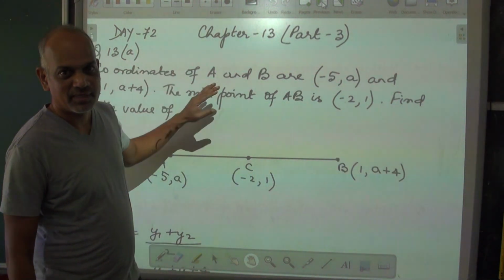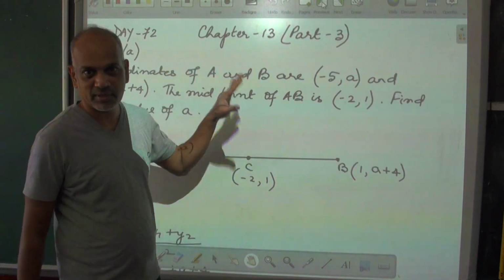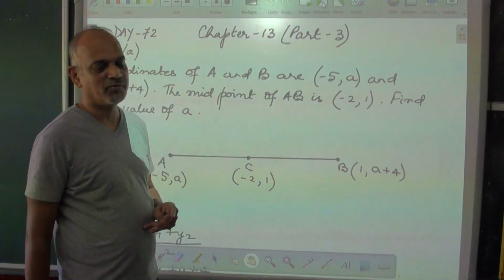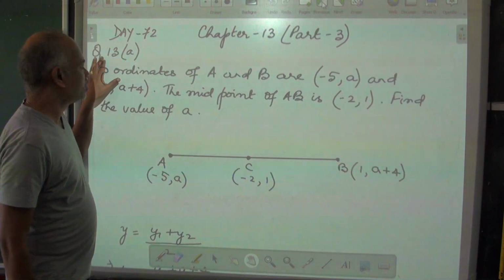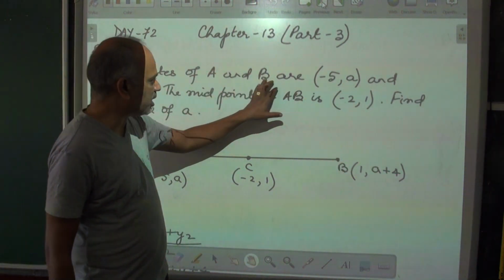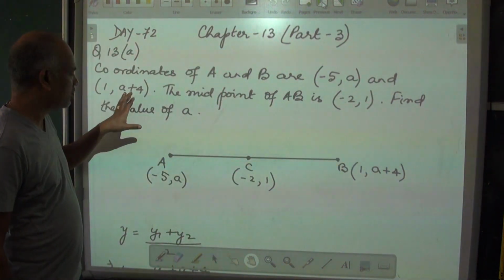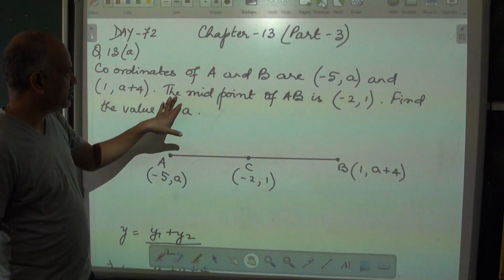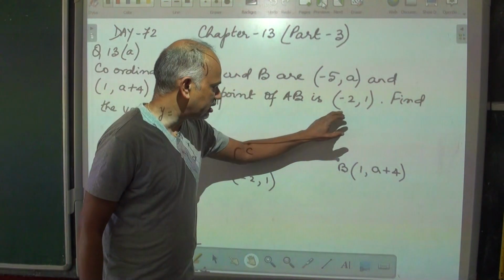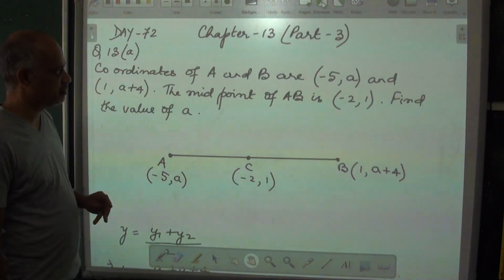Day 72, chapter 13, part 3 is the same chapter, section formula and midpoint formula. Question number 13a. Coordinates of A and B are (-5, a) and (1, a + 4). The midpoint of AB is (-2, 1). Find the value of a.